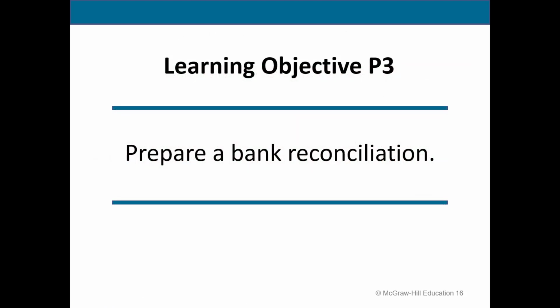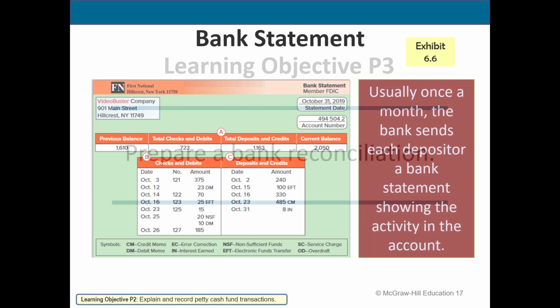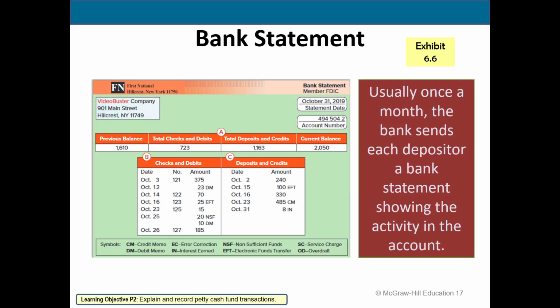Let's look at the bank reconciliation. So usually once a month, the bank will send a bank statement. And what we need to do is look at the ending balance shown on the bank statement and reconcile that to the ending balance in our general ledger cash account.